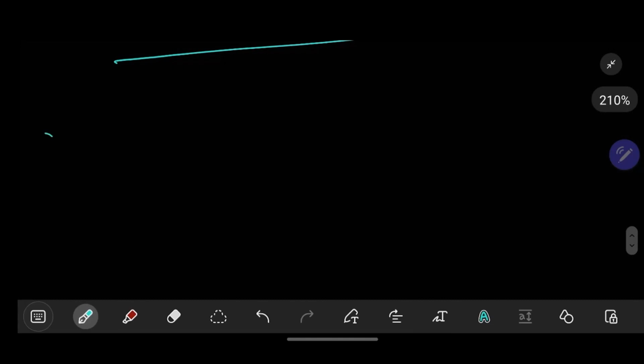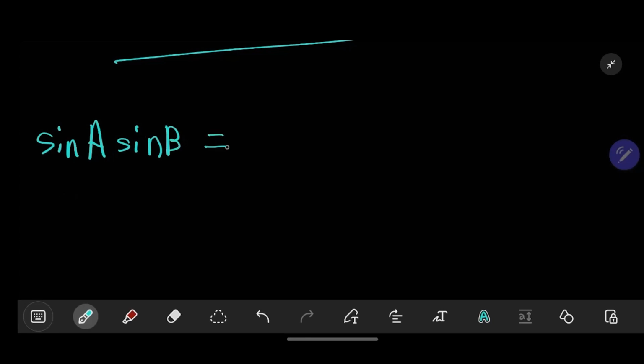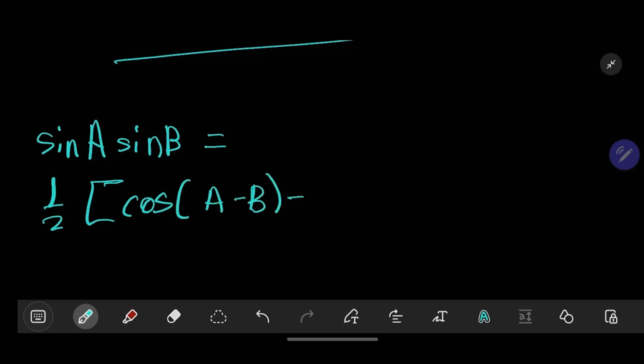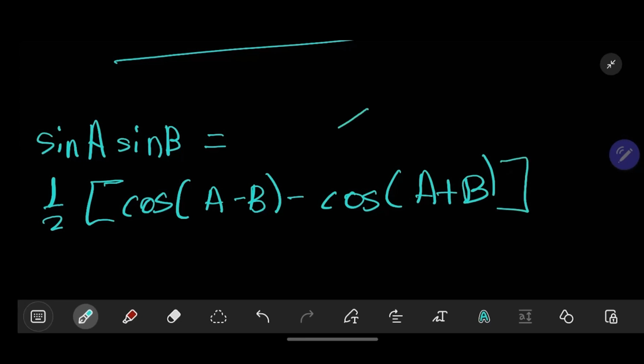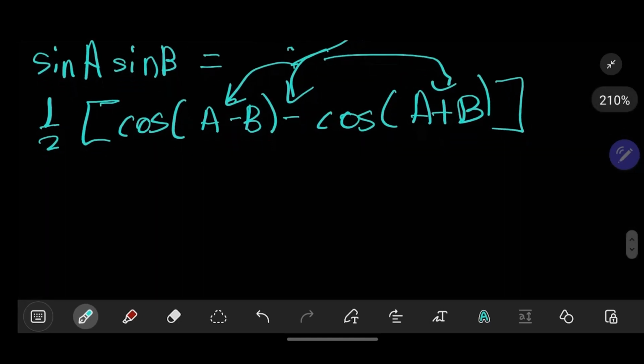let's say we have sine of A, sine of B. That is equal to a half into cos of A minus B minus cos of A plus B. Once again, pay very close attention to the signs. Sign there, sign here, and the sign there.